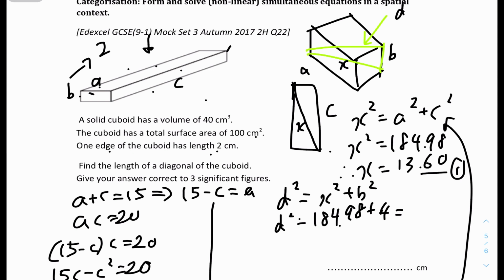Therefore it will be 184.98 plus 4 equals 188.98. Therefore, to find the value of the diagonal, d, you have to square root both sides. So the square root of d squared will be d, and the square root of 188.98 would be 13.74, which is 13.7 because of 3 significant figures. Therefore, d equals 13.7. And these are the final answers.